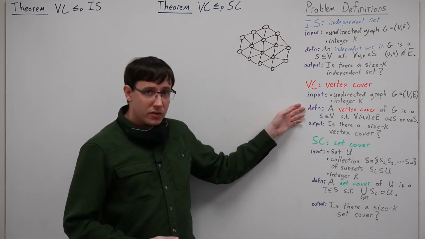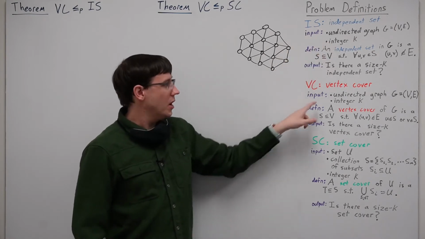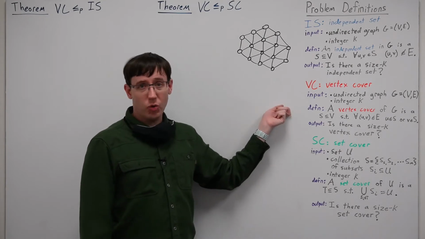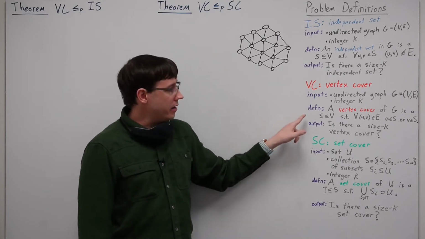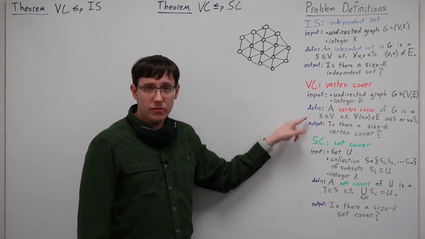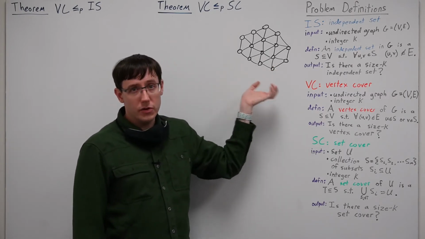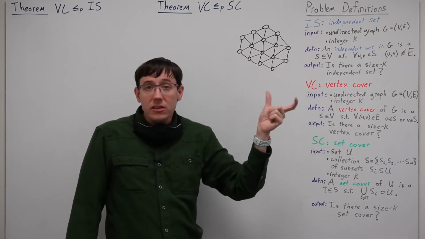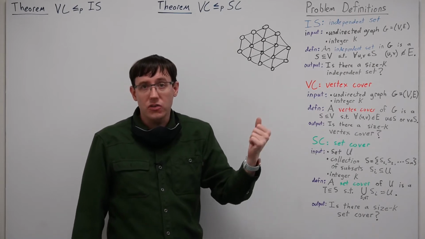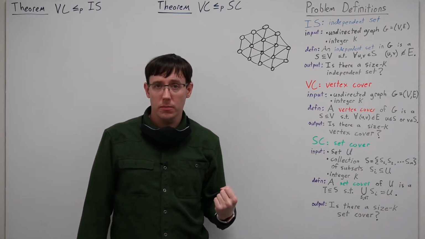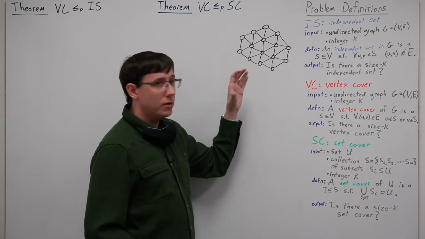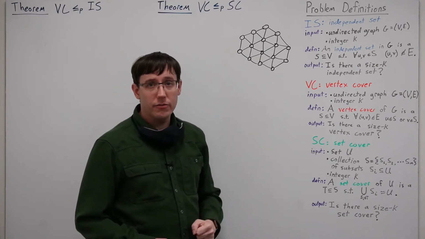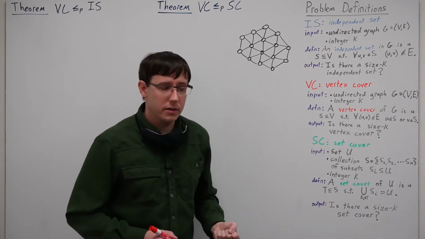In the vertex cover and independent set problems, we are given an undirected graph. If we have an undirected graph, then a vertex cover of that graph is a subset of the vertices such that for every edge in the graph, at least one end of the edge is in the vertex cover. So we can pick out some of these vertices and try to make sure that every edge in the graph is covered by some vertex.